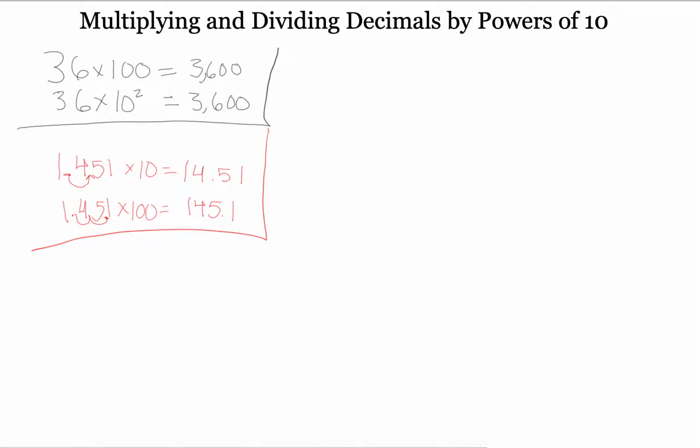So let's try a couple division questions now. So if I have this same number, and instead of multiplying by 10, I want to divide by 10, you're just doing the opposite. So when I'm dividing something by 10, I'm going one place value lower. So what I do is I take this decimal place and I just move it 1 to the left. So 1.451 divided by 10 is 0.1451.